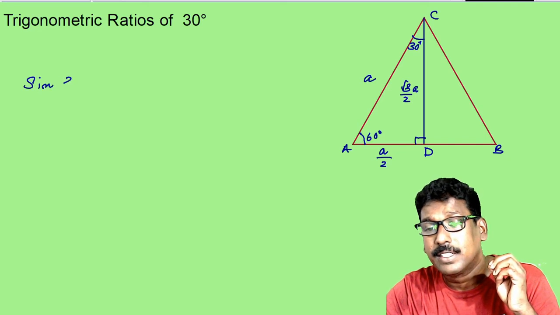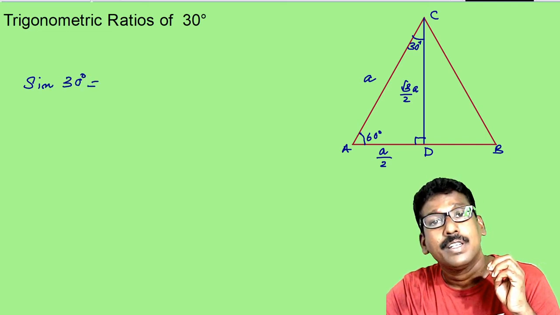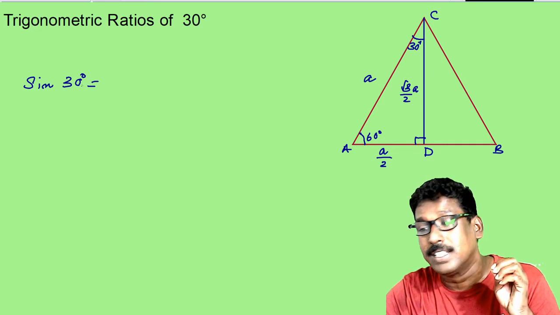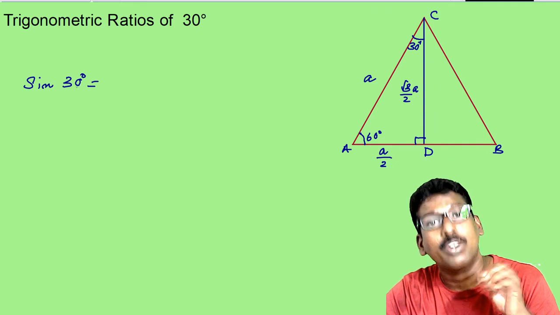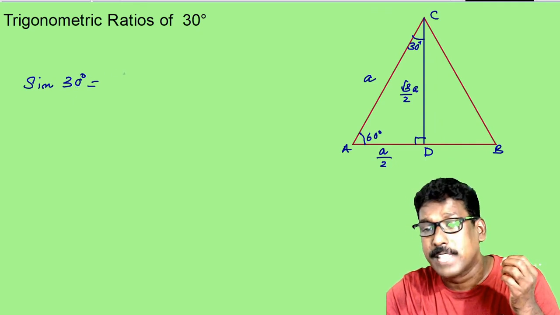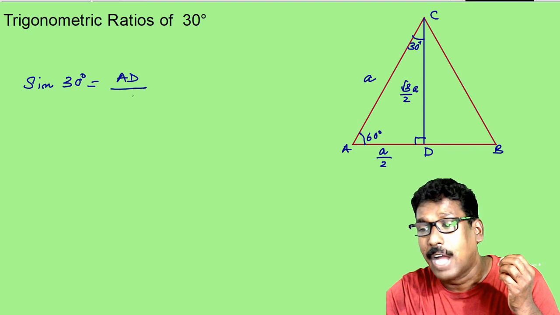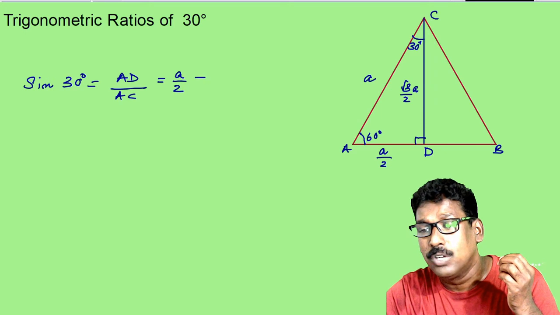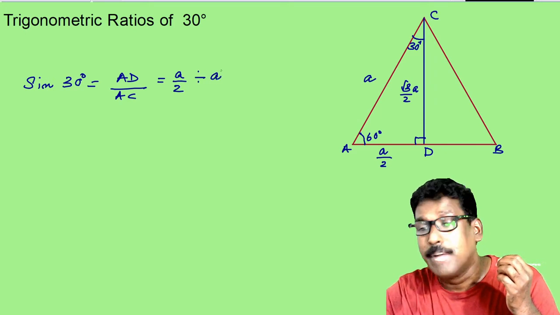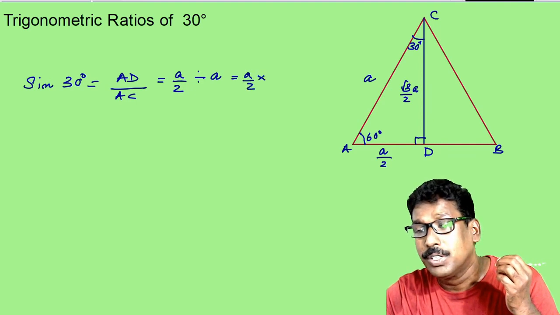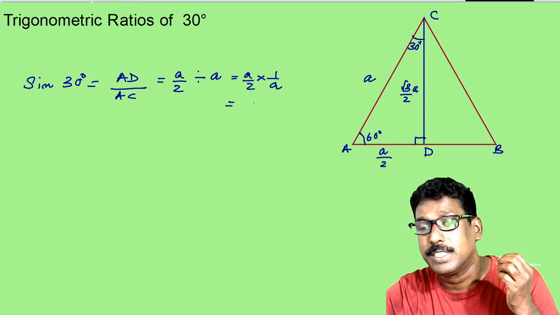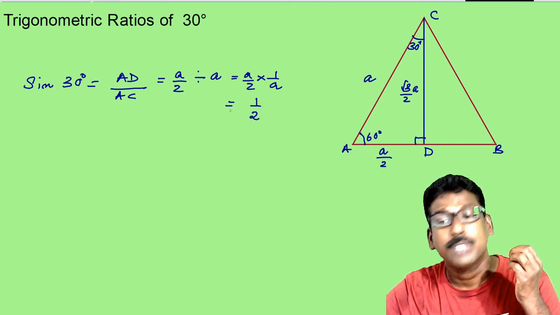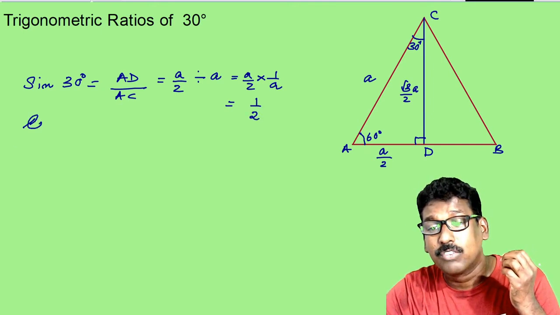Now, according to angle C, what is sin 30 degrees? Consider right angle triangle ADC. According to angle DCA, or angle 30 degrees, the opposite side is AD and the hypotenuse is AC. That is AD divided by AC, which is a by 2 divided by a, which is equal to a by 2 into 1 by a, which is equal to 1 by 2.